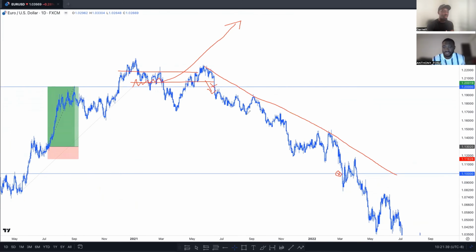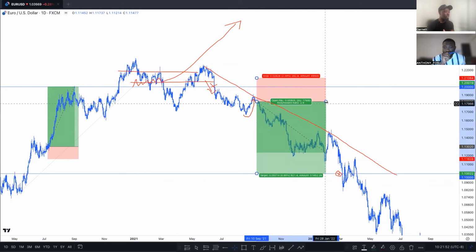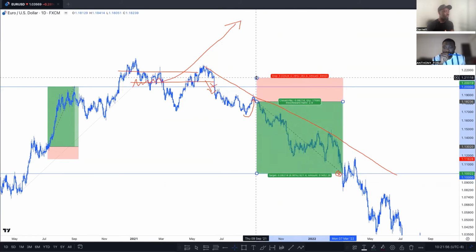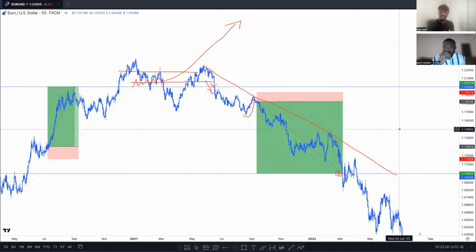So all you have to do is wait for the pullback to come in. You're looking for entries again on lower time frames, and you don't have to hold this all the way to the next psychological level. You don't have to, but this is what you're looking for, something like this. And this is a daily time frame thing, but you're not trading off the daily time frame. I'm just showing you this on the daily time frame, for example.